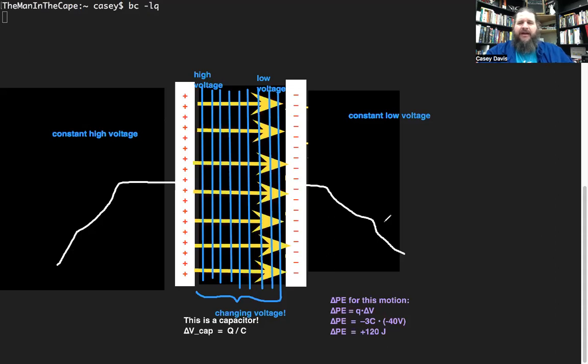So this is ultimately why a capacitor works. The difference in charge creates an internal electric field, which implements a difference in voltage from one plate to the other. And that's exactly the delta V capacitor we were talking about in 7b. Any questions on that capacitor or those parallel plates in general?